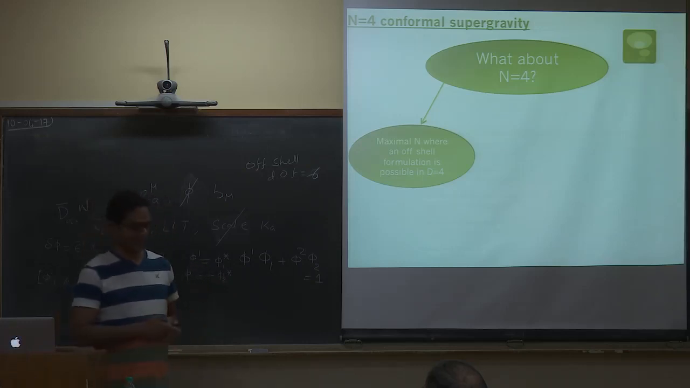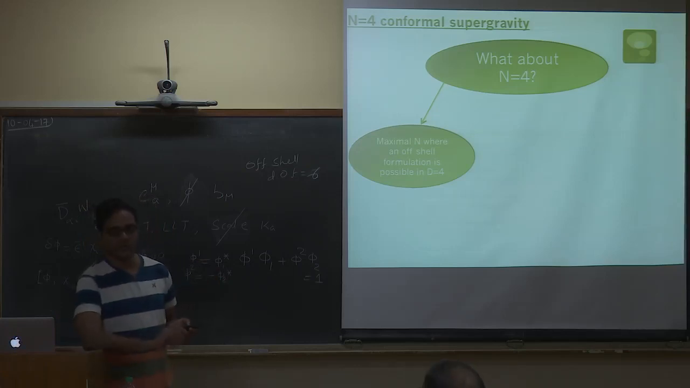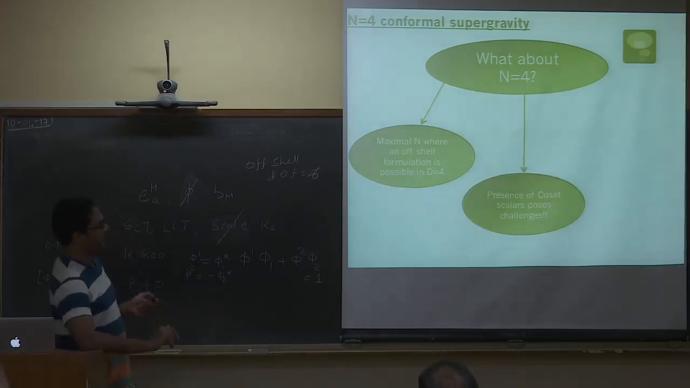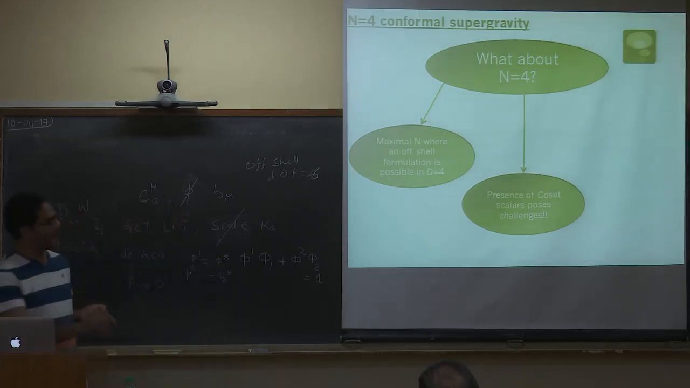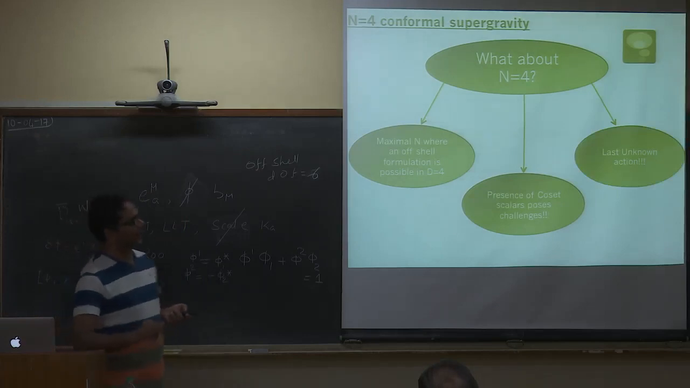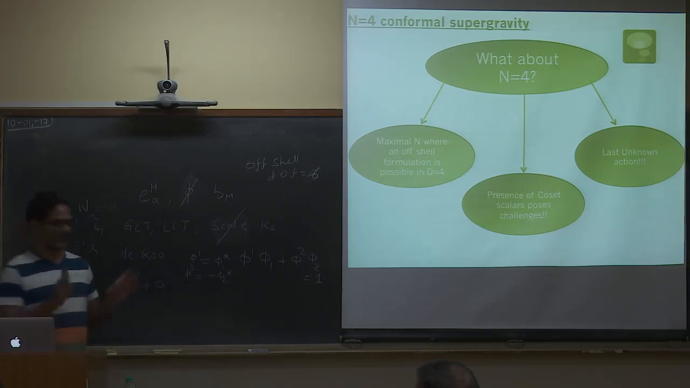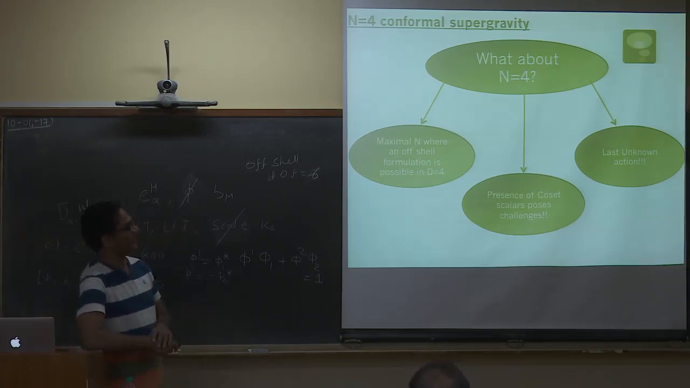The only known off-shell multiplet in N equal to 4 is the 128 plus 128. That is why this is interesting: this is the maximal N where an off-shell formulation is possible. The presence of these quotient scalars, this phi alpha that I told you before, also poses challenges, and this is the last unknown action that was not known. So that is why this is interesting.